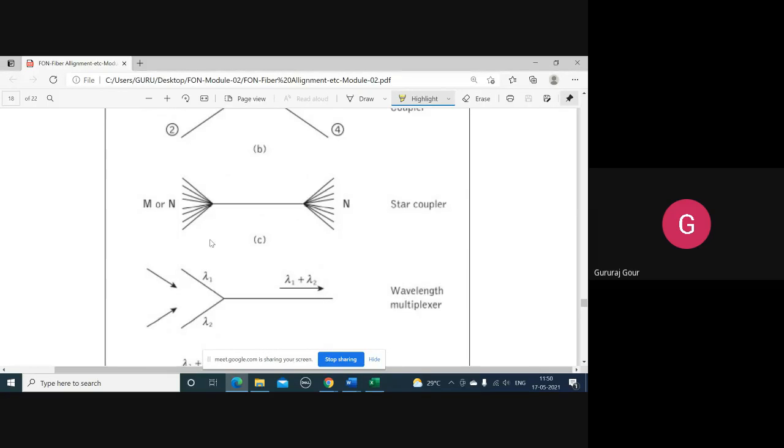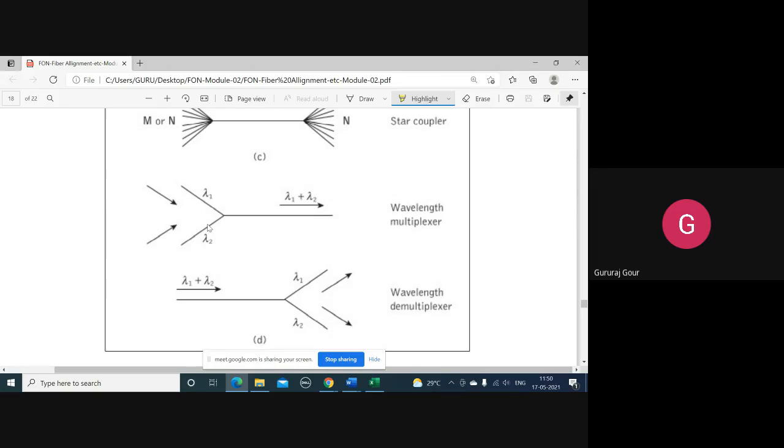The star coupler will accept input of different wavelengths with M ports, multiplexed and sent through one channel. Then they will be demultiplexed and sent to their respective N ports at the receiver side. A wavelength multiplexer is quite different from the normal multiplexer.